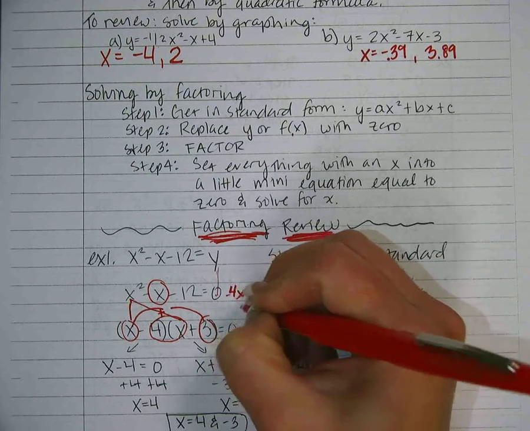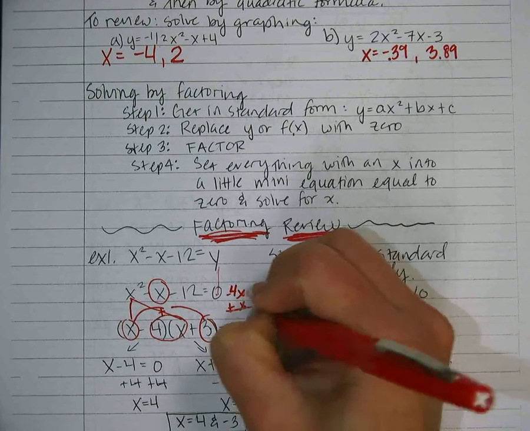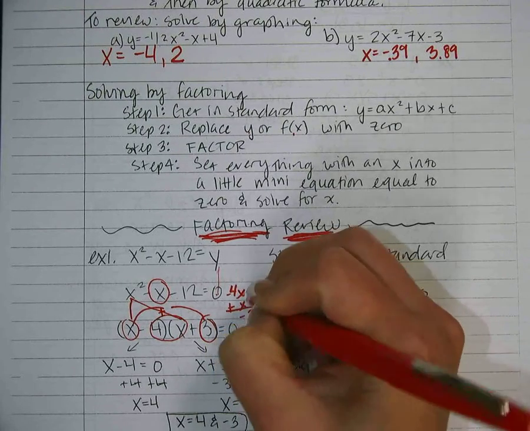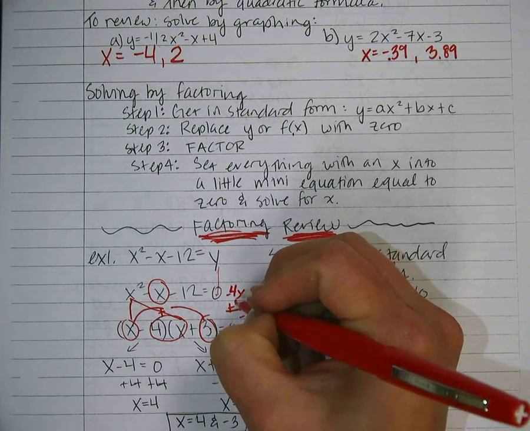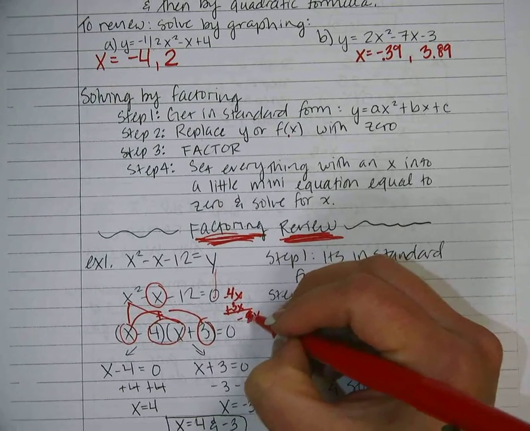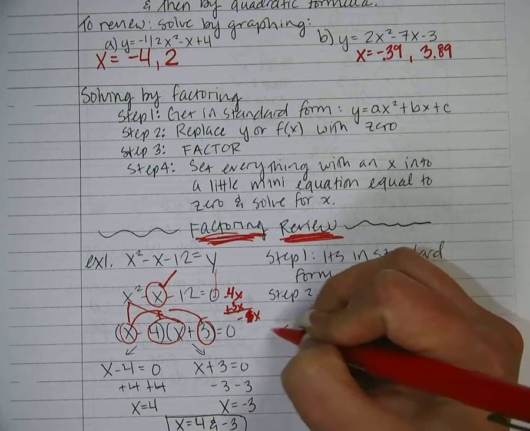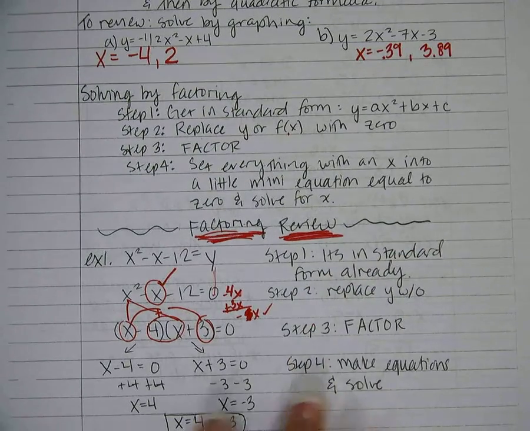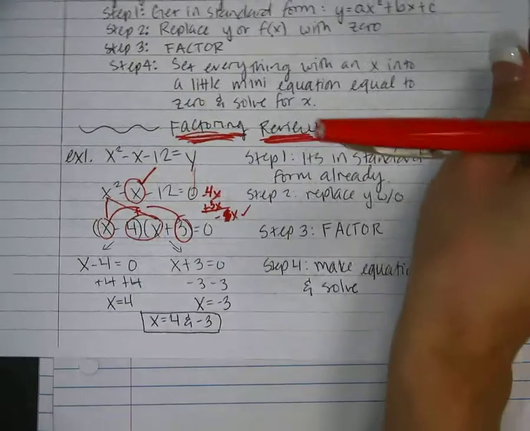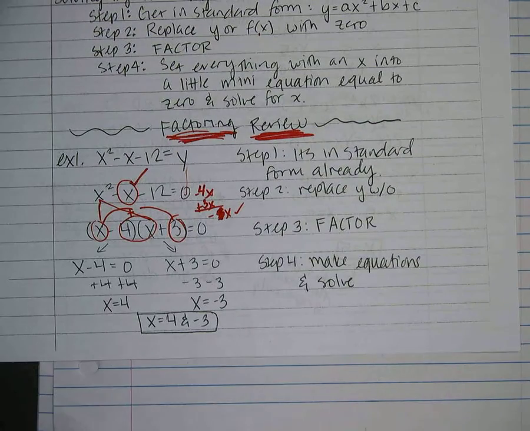-4x plus 3x equals negative x, which is my middle term. So it checks out. Now, we've already done factoring. We've been factoring for a long time. You may need to remember it, but that's something you should be pretty used to.